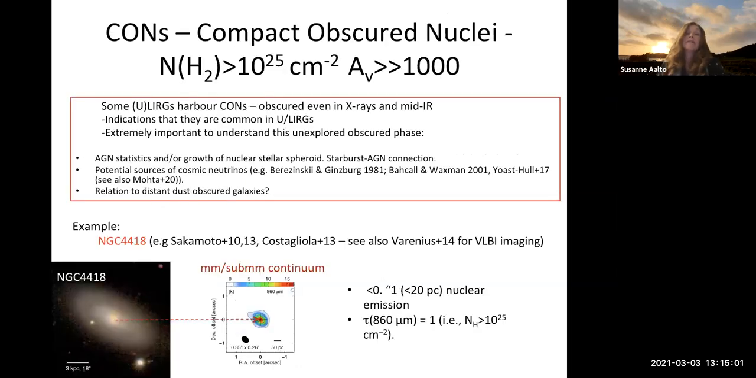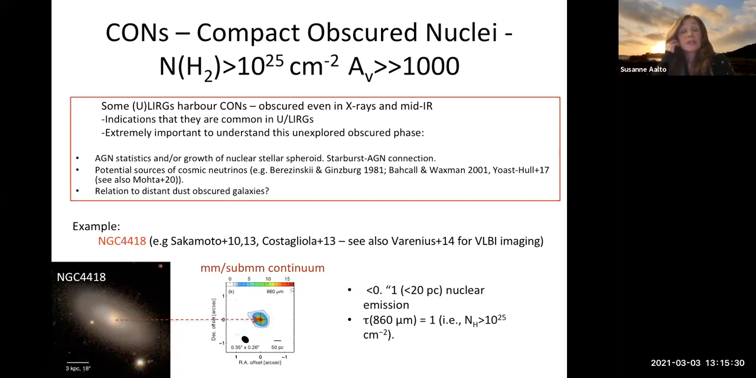So the really opaque nuclei, the CONs, have column densities in H2, molecular column densities, way in excess of 10 to the 25, and AVs way in excess of 1,000. We're now finding, and I'm going to give you some numbers very soon, that some ULIRGs harbor CONs, actually quite many of them. And they're so thick that they are obscured even in X-rays and in the mid-infrared.